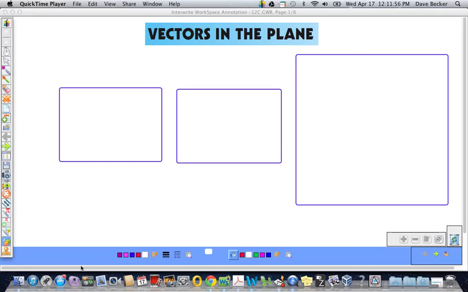Okay, we are back and better than ever. We are talking about vectors in the plane. I think it's really important that we have a good visual of what exactly vectors in the plane are.